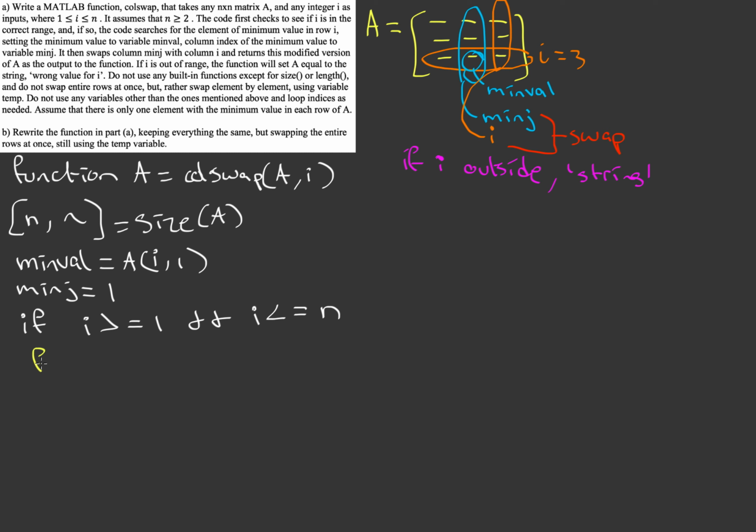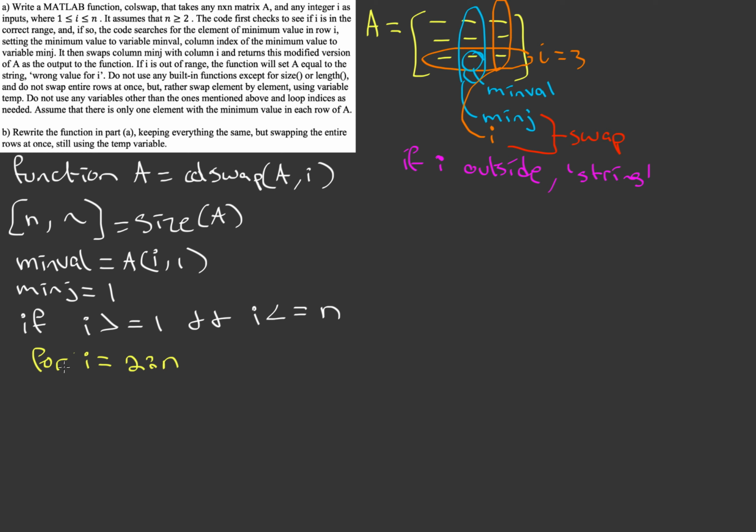So our first step of the process is finding min val. We're going to use a for loop to go through every single column in row I and check if it's less than min val. So we're going to say for j is equal to, now we can say 1 through n, or we can say 2 through n. And the reason we can do that is because we've already initialized our min val and min j at the first column. So the only necessary step is to check everything after the first column.